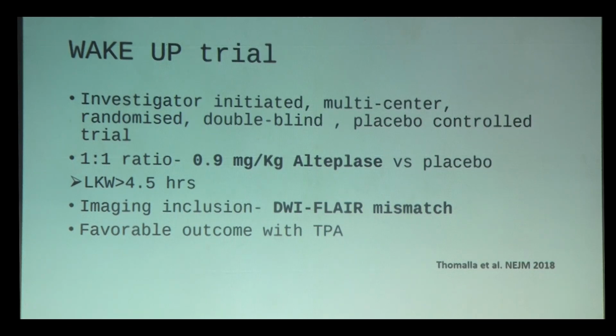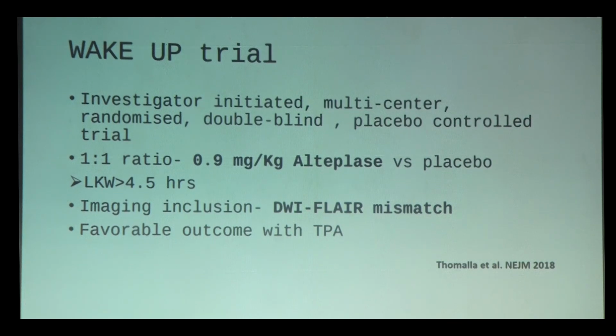So in these patients, we already have a landmark trial called the WAKE-UP trial. It is an investigator-initiated, multi-center, randomized, double-blind, placebo-controlled trial where they randomized patients in a 1:1 ratio of placebo versus alteplase. Last known normal was beyond 4.5 hours, and they took the inclusion criterion as a DWI-FLAIR mismatch. This we'll be seeing in the further slides.